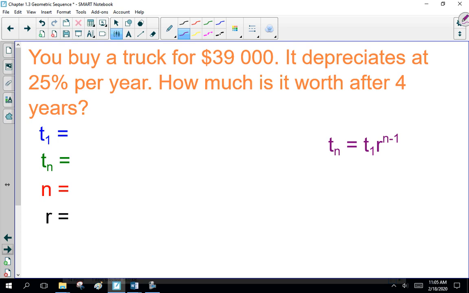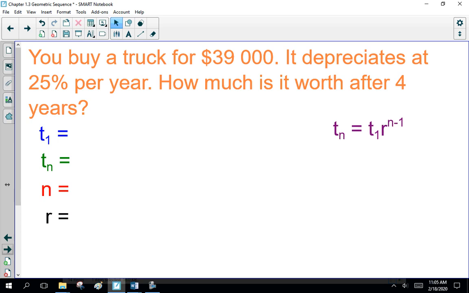Now, you buy a truck for $39,000. It depreciates at 25% per year. How much is it worth after 4 years? Now, this I need to see you working on. So you're subtracting, not adding. Good. If you couldn't hear that at home, depreciation means it goes down.